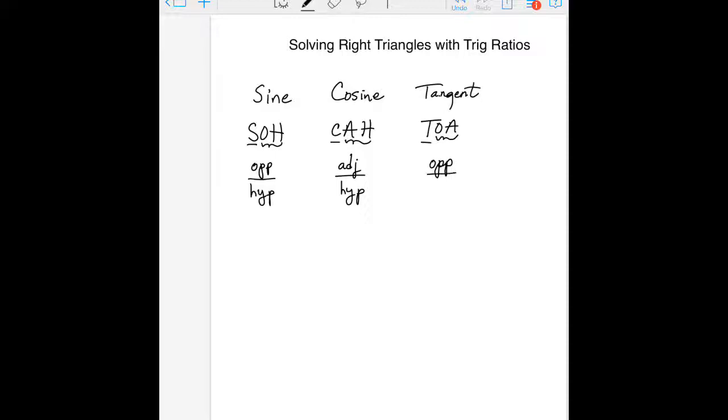And then the third ratio, if it's the tangent ratio, then you are dividing O and A, which stand for opposite and adjacent. So when we say opposite and adjacent, that means in relation to one of the acute angles. So normally you're given one of the angles and you have to name the side that is opposite from the angle and name the side that is adjacent to the angle. Let's look at some examples.